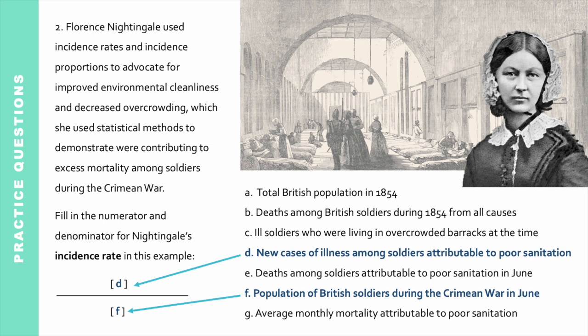Nightingale was specifically working on improving the health of soldiers during the Crimean War who were living in overcrowded and unsanitary barracks. The total British population was included as a trick answer there because British people who were not soldiers wouldn't be at risk of becoming ill due to unsanitary, overcrowded barracks. You have to be at risk of the condition in order to be included in the denominator.